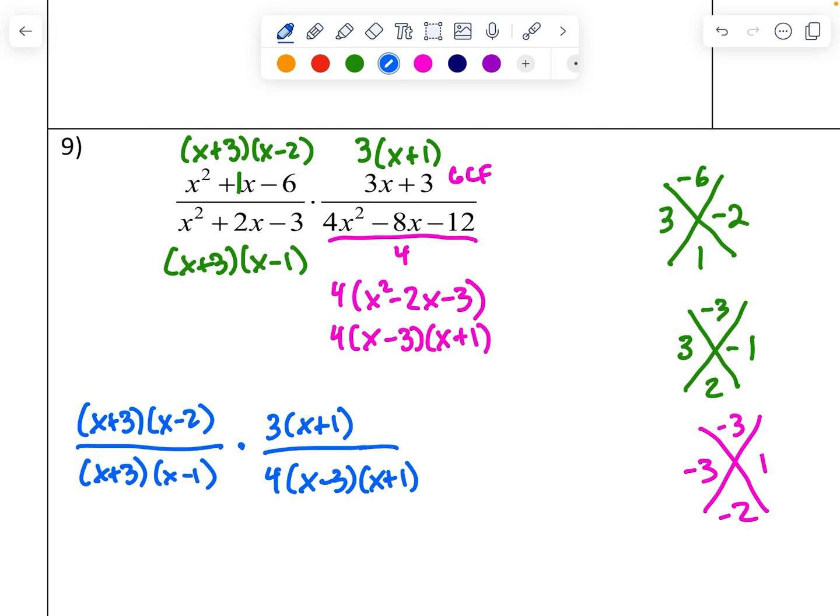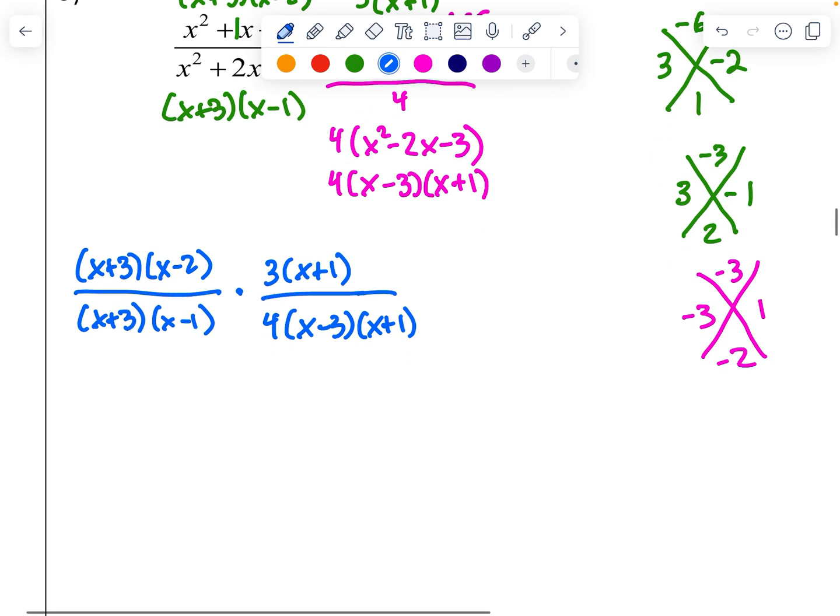All right, now that everything's factored, we look at the top and at the bottom and say, what could we simplify? So x plus 3 goes. X plus 1 goes. The 3 and the 4 don't have anything we can divide them both by. So I think we're done.